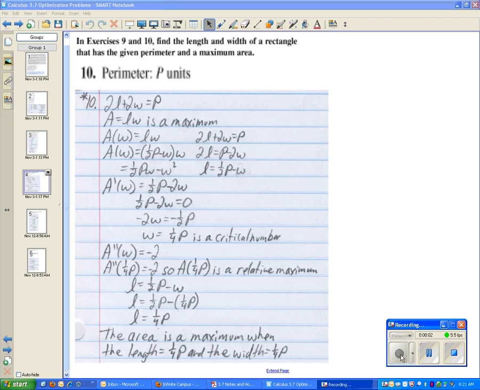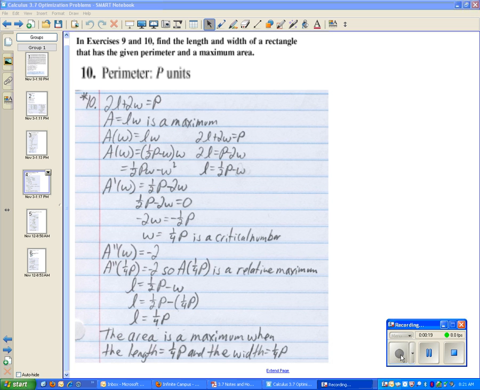All right, the directions for this one say to find the length and width of a rectangle that has the given perimeter and a maximum area. But instead of giving us a number for the perimeter, they give us P for perimeter.